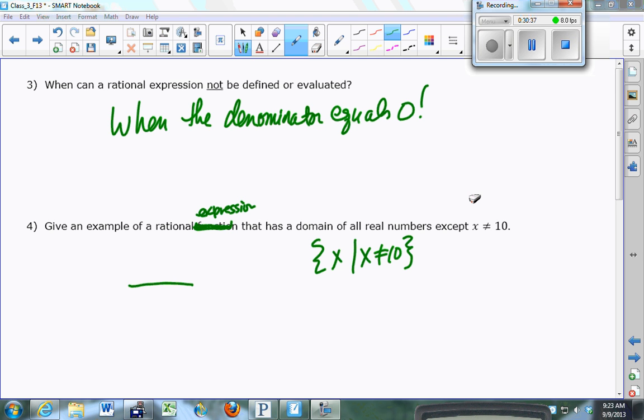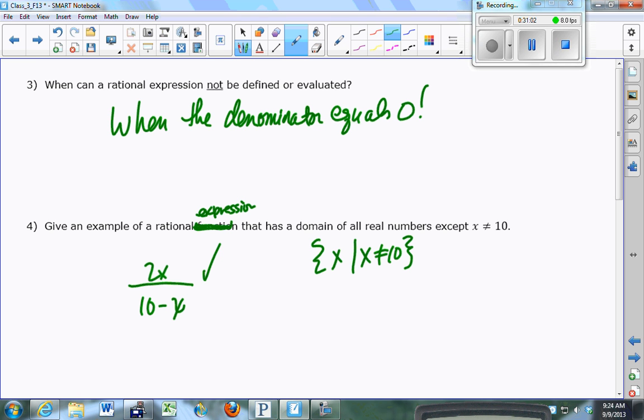Someone want to yell out a couple of their answers? Anybody? Nobody. Orlando? 2x divided by 10 subtract x. Can I put a 10 in there? Nope, that will make the denominator 0. That's okay. Anybody else? Curtis, did you have one?